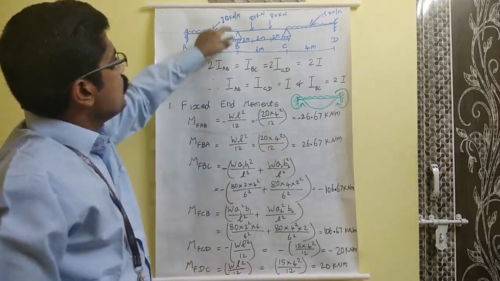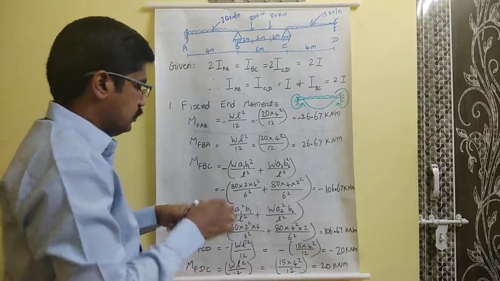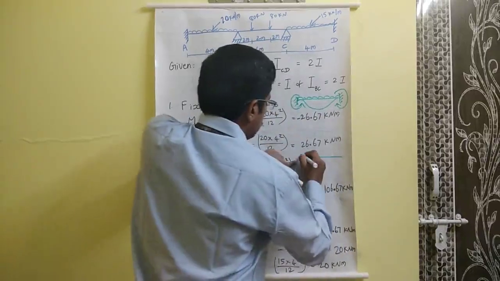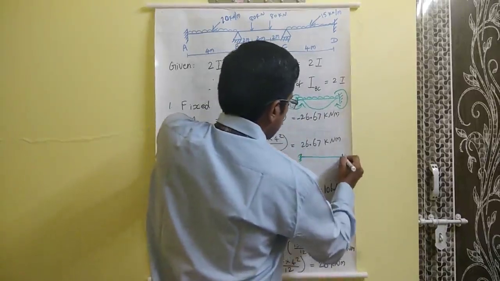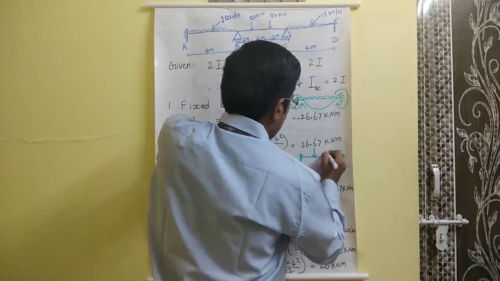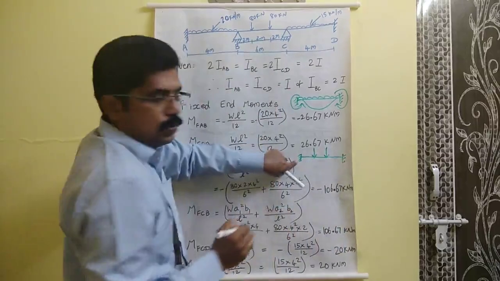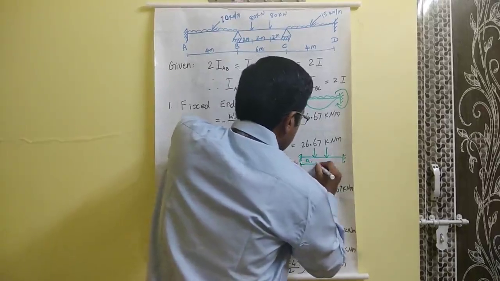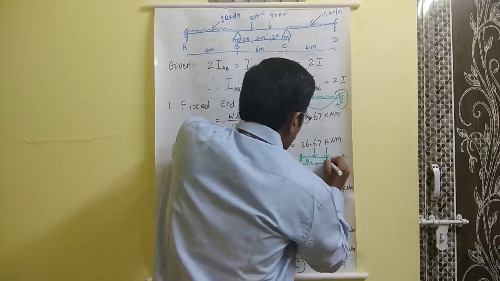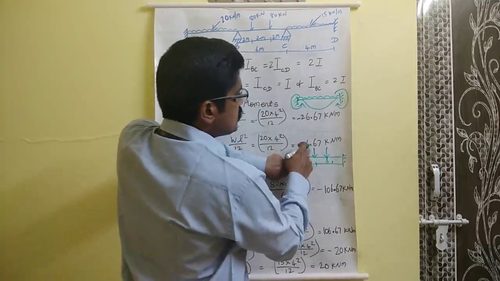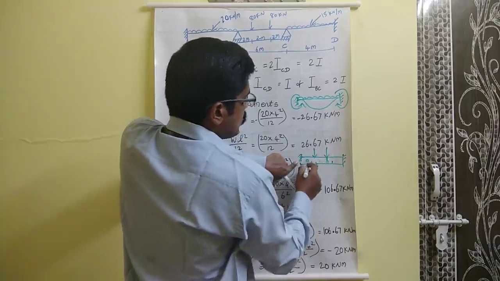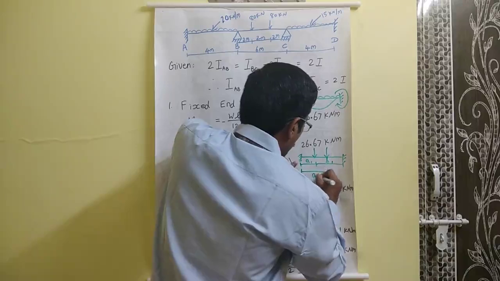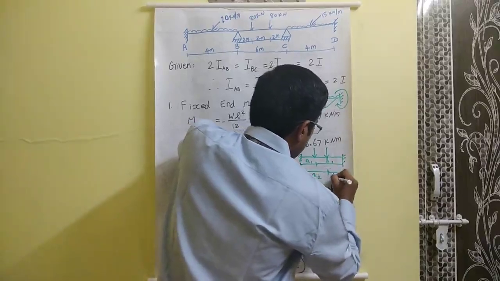Next we go to the BC section. Consider it as fixed end. We have two loads. If you take this, this is A1 and this is B1. First we consider the first force, that is 1, so that is A1, B1. Next, if we consider the second force, this will be A2 and this will be B2.